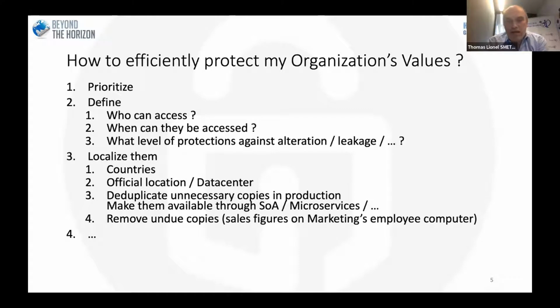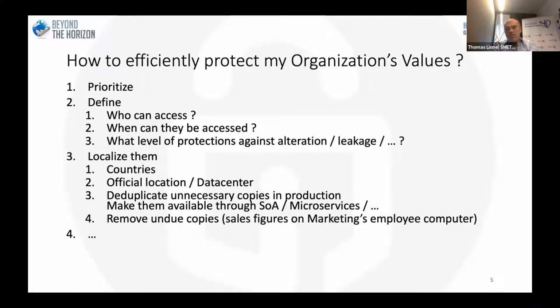Or through which channel? And so we have to ask ourselves a lot of questions about all the values or value chains of the organization to make sure that we protect them adequately. What level of protection do I want against alteration? We all want 100%, that's for sure. We all want no leakage, but we still have to make sure that this goes to a certain level.